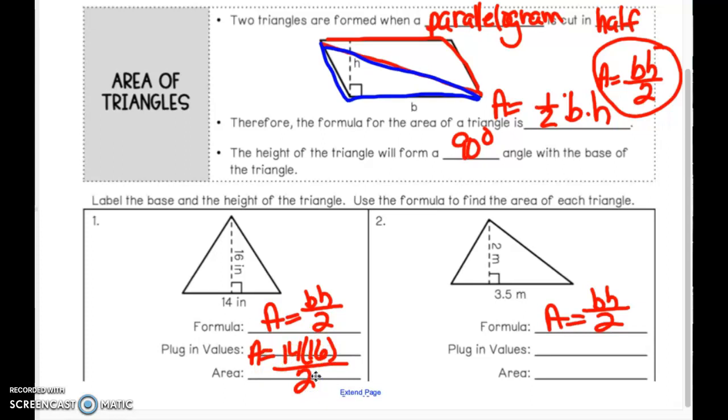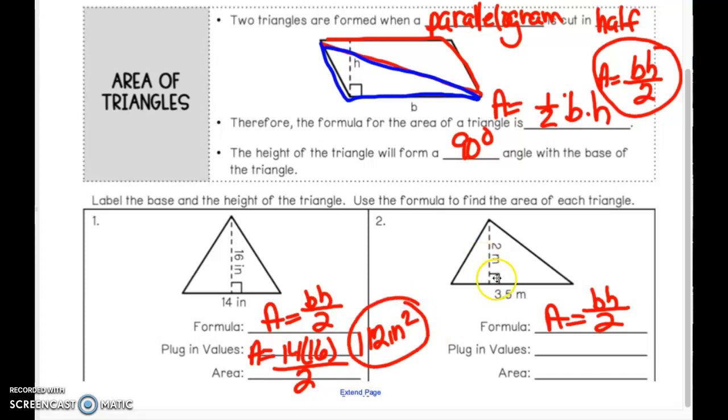So what I do want to tell you is, yes, this is the base. Yes, this is the height. If you don't put them in exactly the right order, remember the property of multiplication is it doesn't matter which order you multiply, you'll still get the same answer. So now we do 14 times 16 first, then we divide it by 2, and we end up with 112 inches squared.